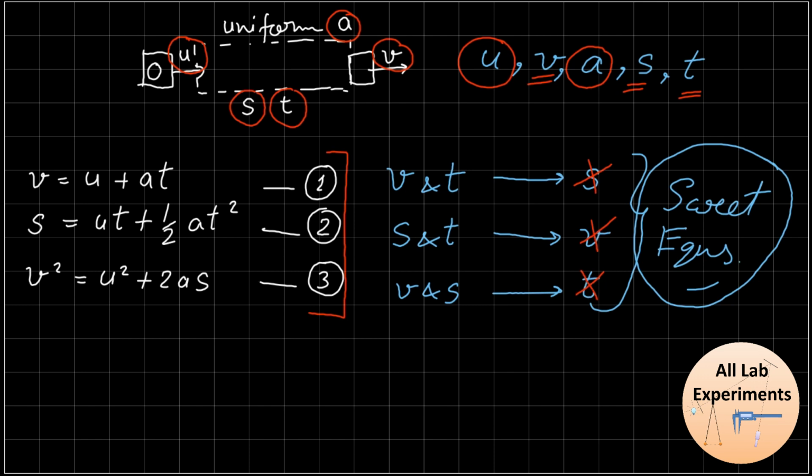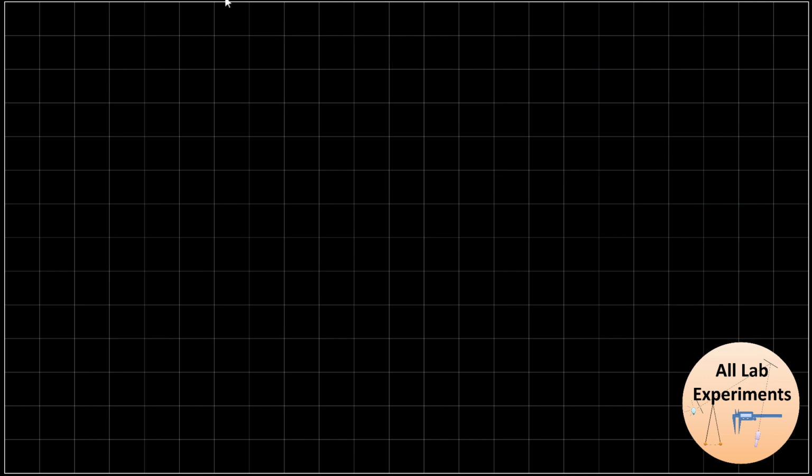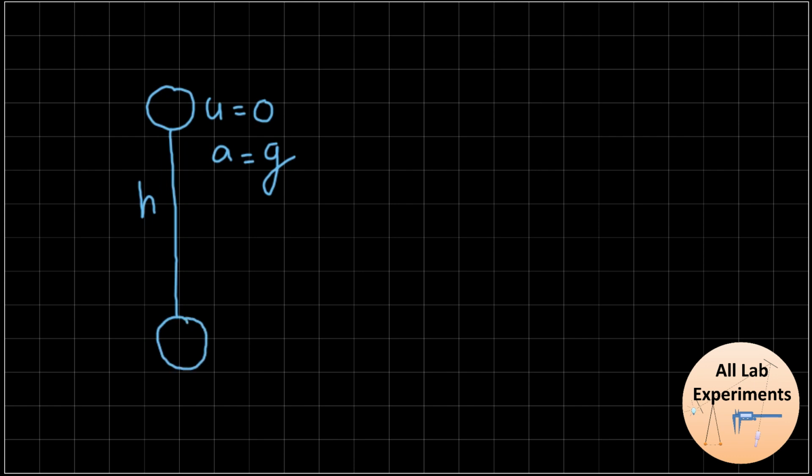Now let us look at how to solve a numerical using this understanding. Let us move to our second page. Let us consider a random example. An object is left from a height h from the ground. Obviously its initial velocity is 0. Acceleration is equal to acceleration due to gravity. And now if in the numerical you are asked what is its final velocity v just before hitting the ground.